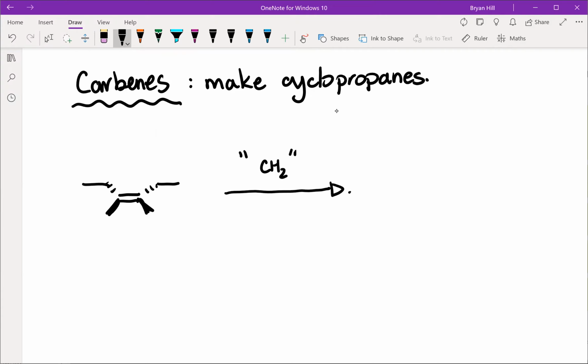I'm going to put this in quotes for a second. And I'm going to put a little positive here and a negative. And the product that we make is this. And the three-membered ring is a propane, and because it's in a cycle, we call this a cyclopropane.